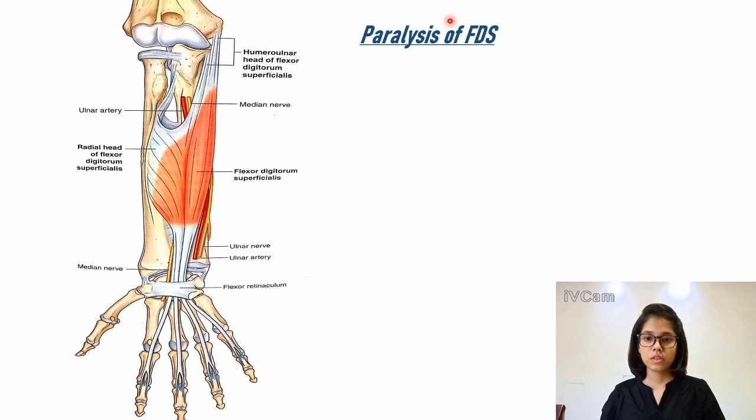Coming to paralysis of flexor digitorum superficialis muscle, so you can see its tendons are inserted over the middle phalanges of these four fingers, contraction of which will cause the flexion at the interphalangeal joints. In case this muscle is paralyzed, the flexion at interphalangeal joints of index and the middle finger will be lost. So this was all about the median nerve.